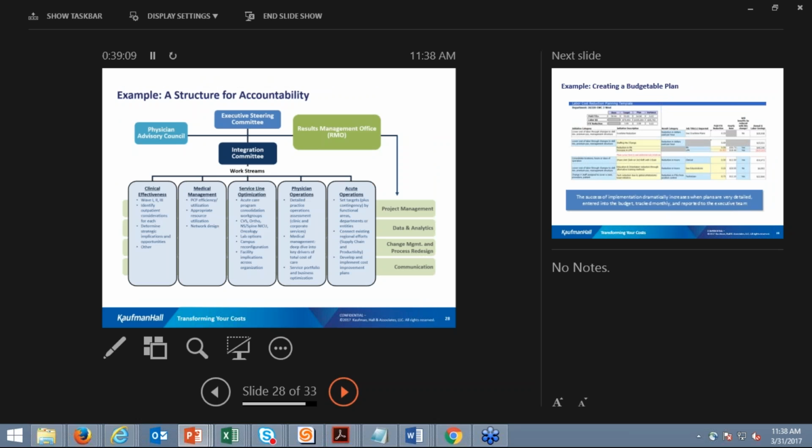One of the things that we have to really be careful about when it comes to accountability is the executive steering committee should be the accountability arm. One of the things that we're seeing sometimes is that the results management office, because they have the data, because they have the analytics, and they have the process improvement resources, are sometimes the de facto accountability arm, but we really want to set some clear boundaries there. The ultimate accountability lies with the senior executive team and not with the results management office. So just a note there.